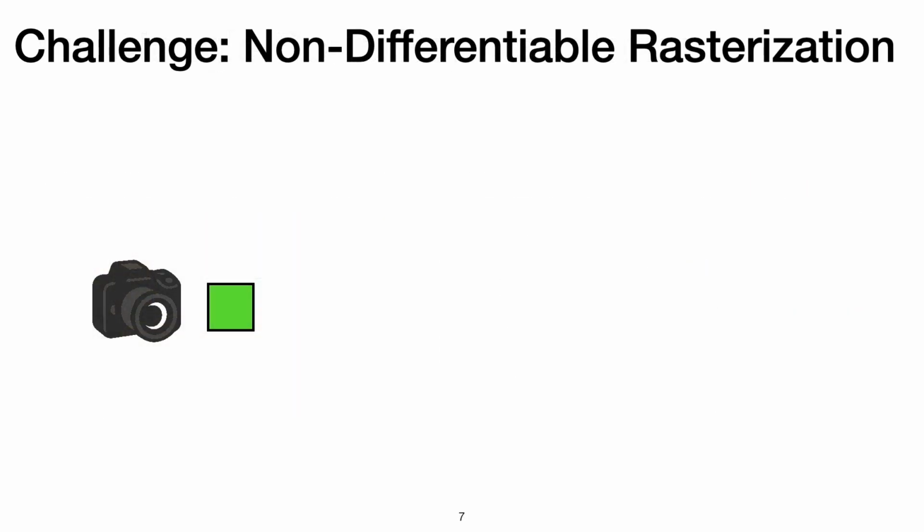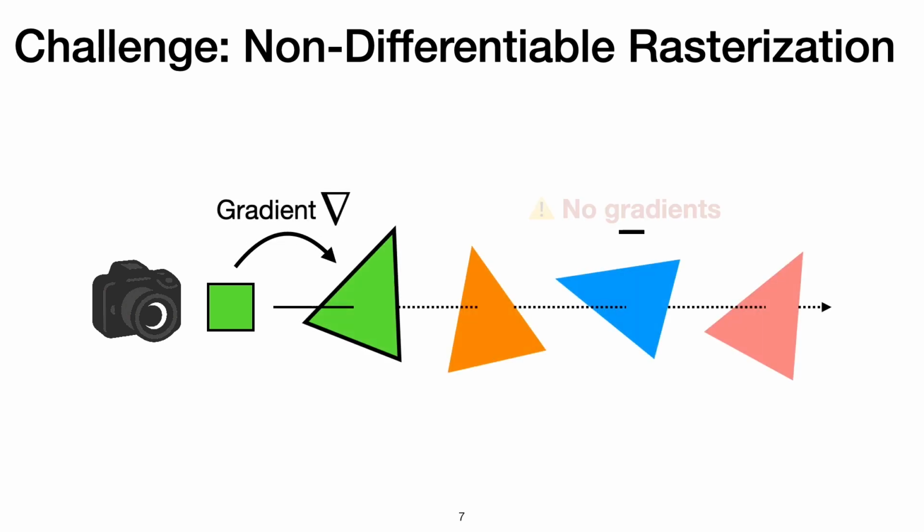However, unlike translucent rendering, depth-tested rasterization is fundamentally non-differentiable. It means that only the visible surface receives gradients, while occluded triangles remain unoptimized. The question is, can we robustly optimize opaque triangle representations while fully relying on the standard rasterization framework?